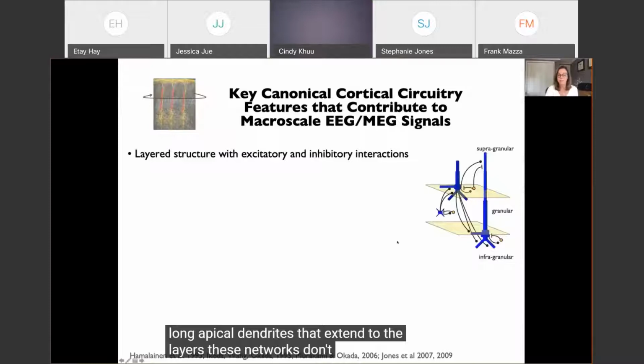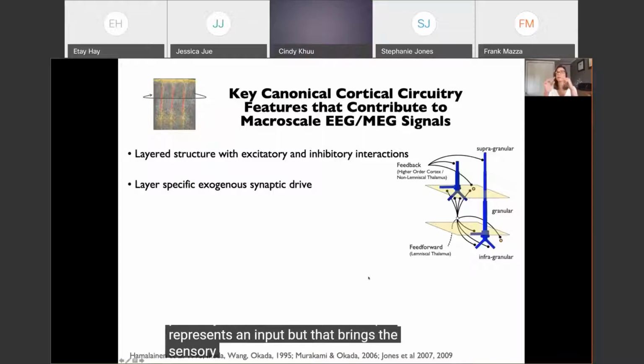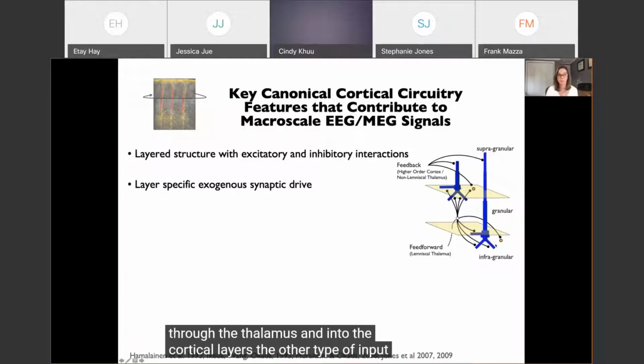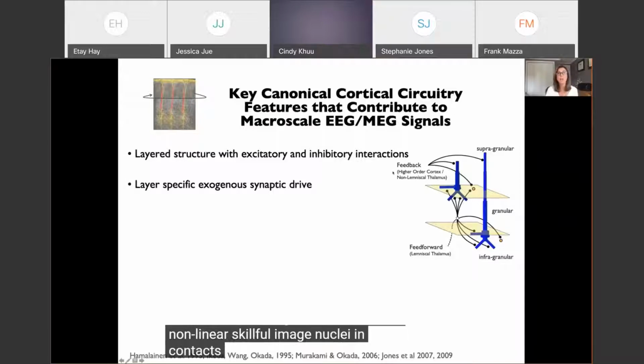These networks don't sit in isolation, but they're constantly receiving input from other parts of the brain. And there are two primary pathways of information flow into the cortex. One pathway, known as feed-forward input, represents the input that brings the sensory information from the periphery through the thalamus and into the cortical layers. The other type of input is what we refer to as feedback input that comes from higher order cortex or non-lemniscal thalamus and contacts directly into the supragranular layers.